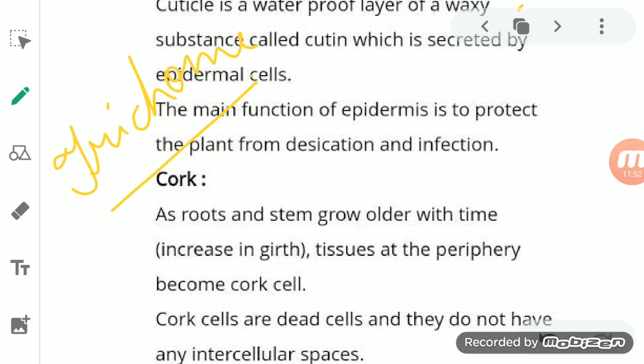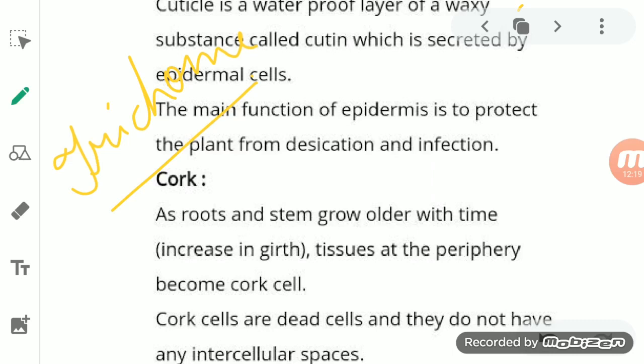So I'll repeat each and everything, students. I had studied that the epidermis is there. Epidermis is basically the outer covering. It is the outermost protective layer of the plant. The epidermis is present in the leaves, the stem, and the root. These epidermal cells are flat and thin.